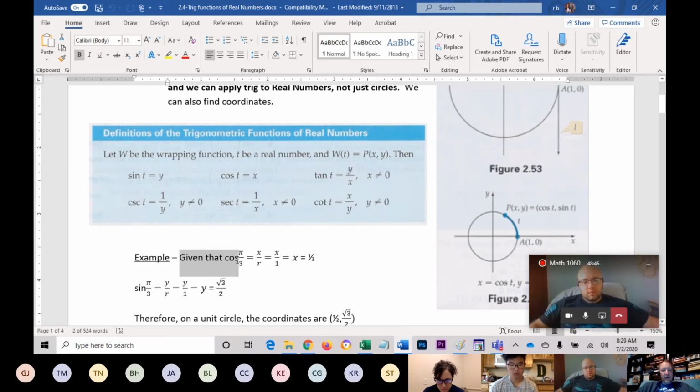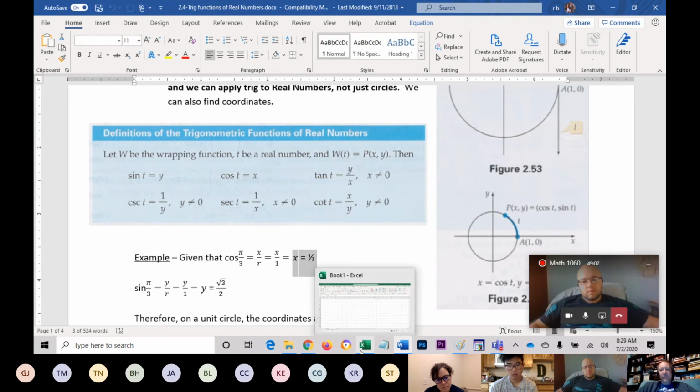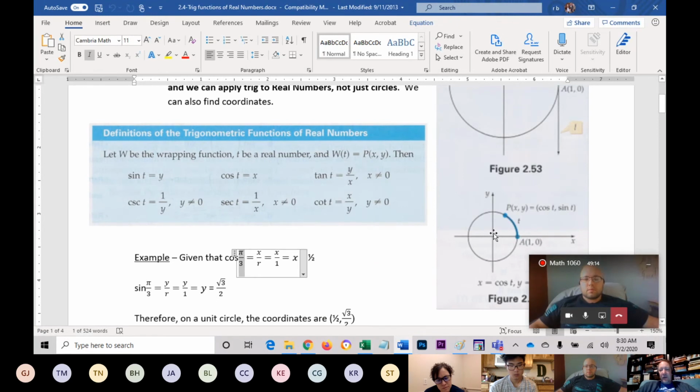So given that the cosine of pi thirds equals x over your radius, and your radius is 1, then your cosine is x, okay? So in this case, the cosine of pi thirds, we know that's 1/2, and so therefore x equals 1/2, okay? So remember, pi thirds is your 60-degree angle, essentially. So if you're talking about a 60-degree angle, x is going to be your 1/2.